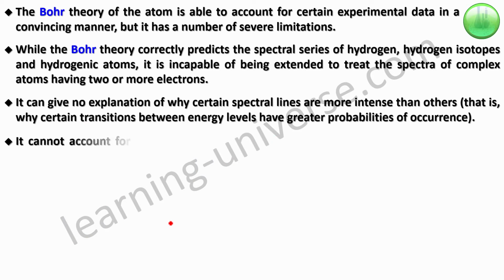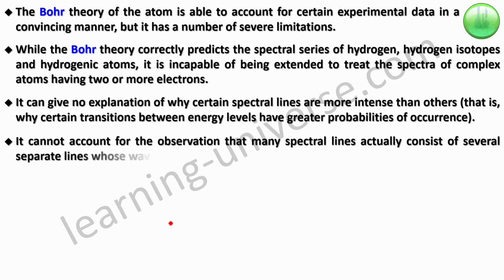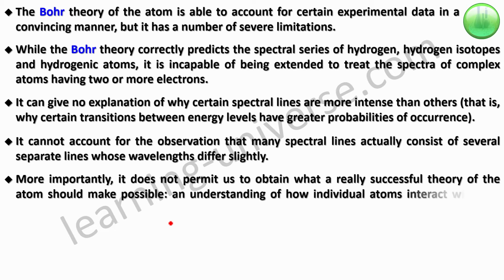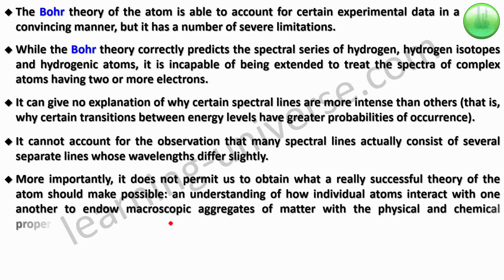It cannot account for the observation that many spectral lines actually consist of several separate lines whose wavelengths differ slightly. And more importantly, it does not permit us to obtain what a really successful theory of the atom should make possible. That is, an understanding of how individual atoms interact with one another to endow the macroscopic aggregates of matter with the physical and chemical properties we observe.